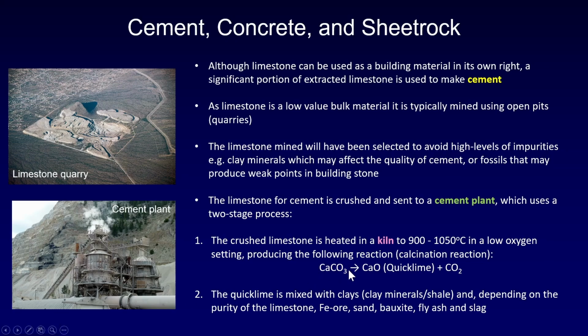It's going to take your calcium carbonate from your limestone, and split it into quicklime, calcium oxide, and carbon dioxide. The carbon dioxide is just going to be vented to the atmosphere, and the quicklime is going to be mixed with clay minerals or pieces of shale rock. Depending on the purity of your limestone, you may also add in bits of iron ore, sand, bauxite, fly ash, and slag. So depending on the quality of your quicklime, you may need to add in other components in order to improve its quality.